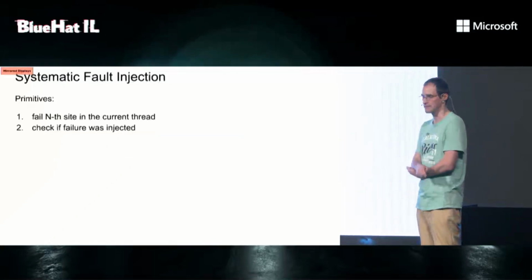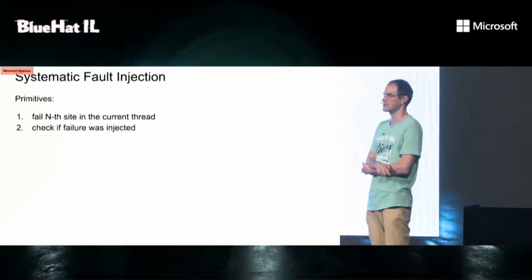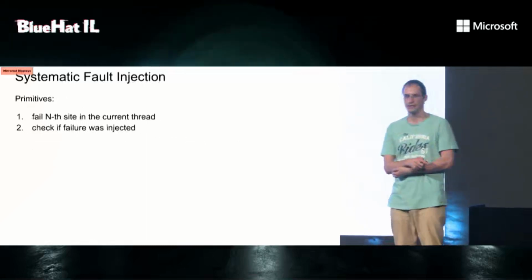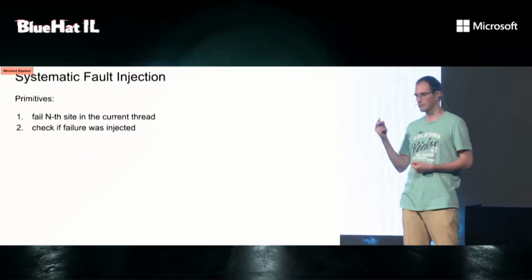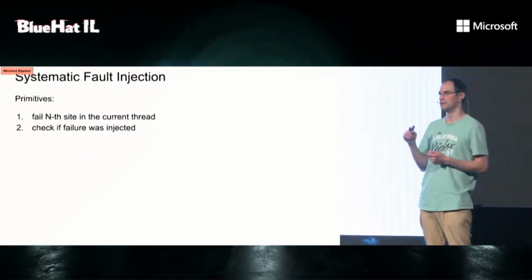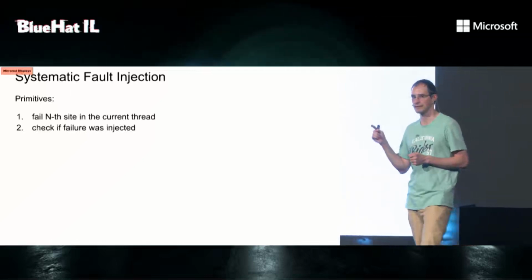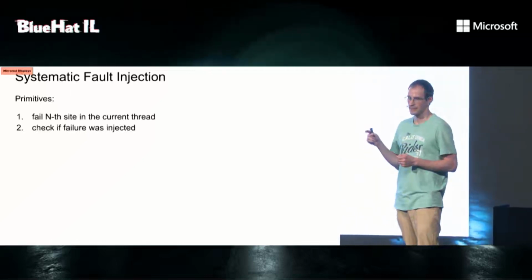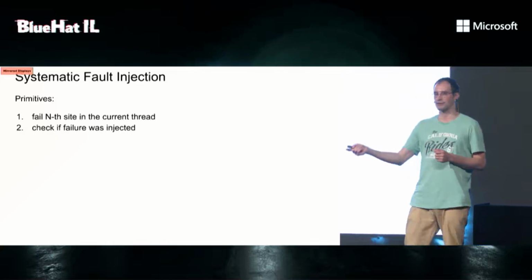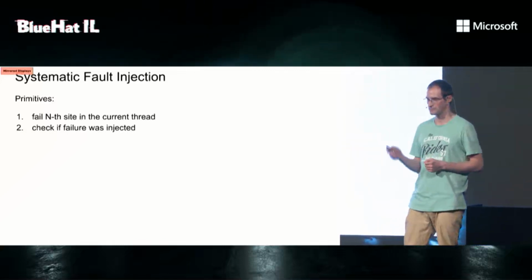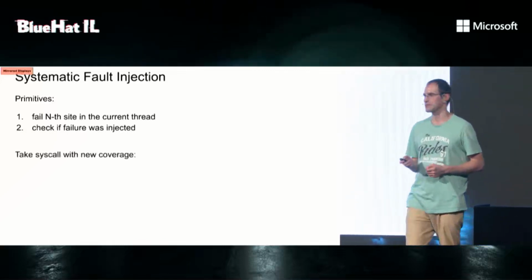So we did a slightly different thing. We did what we call systematic fault injection. It has two primitives. One, you can ask the kernel to fail the next nth failure site in the current thread. And the second thing, you can ask the kernel if the failure was injected. And this can be used in the following way.